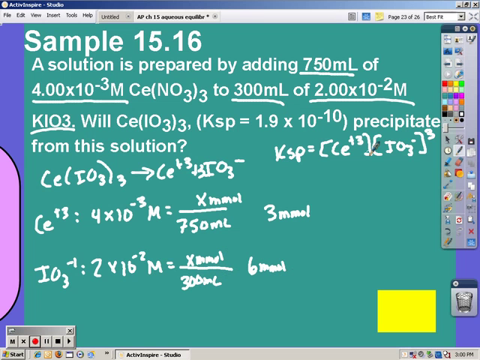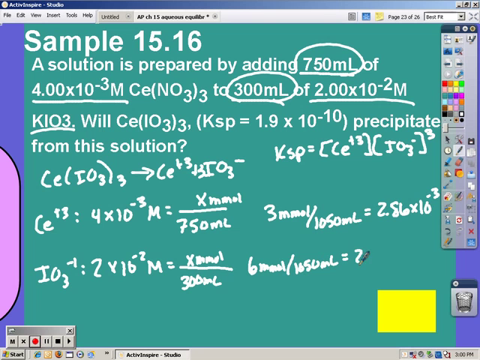But I can't plug millimoles into my equation, I need molarity. So I divide by total volume. So that's 1,050 milliliters. Or if you calculated moles, then you would be dividing by total liters, which would be 1.05. I get my concentrations of each. And now I can plug it into my KSP expression that I had written earlier.